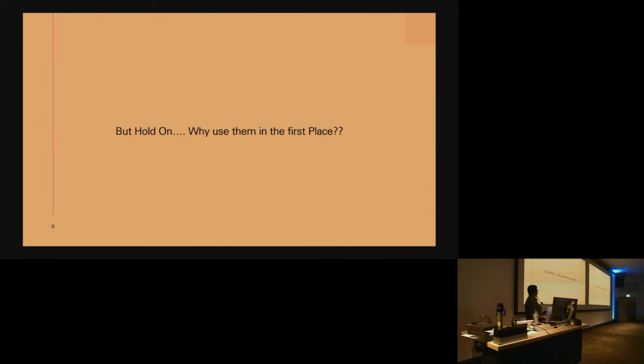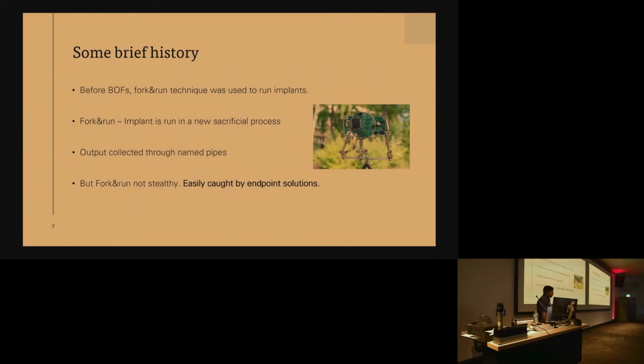But you might ask, hold on, man, why use them in the first place? Why do I even need to care about something called beacon object files? To answer that, we need to go to the history books for some brief history. Before beacon object files, a technique named fork and run was used to run implants. Fork and run meant that implants were run in a new sacrificial process, and the output of that sacrificial process was piped back to the beacon using named pipes.